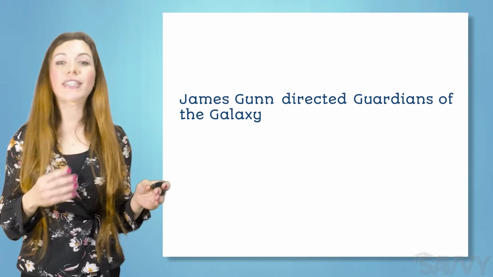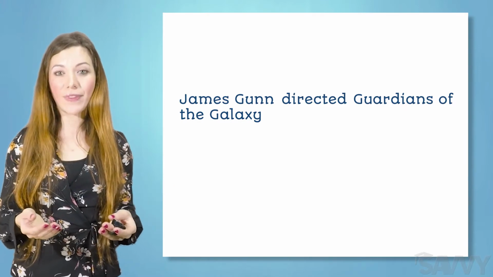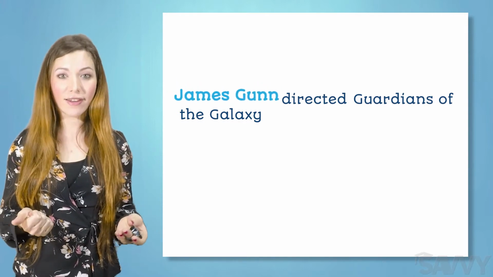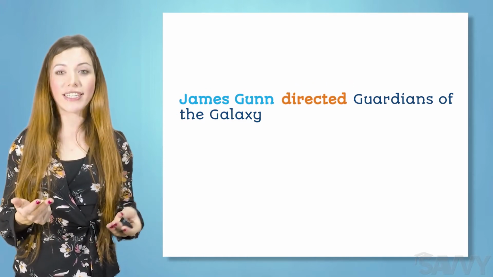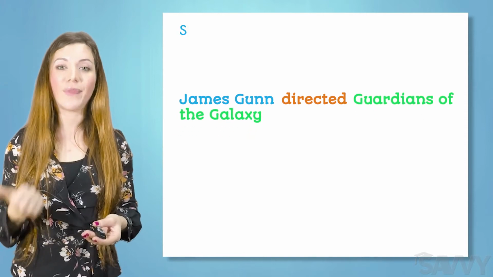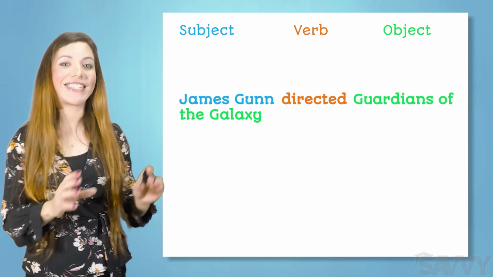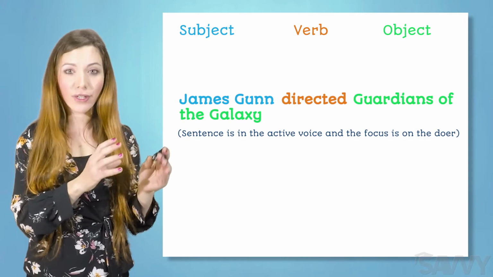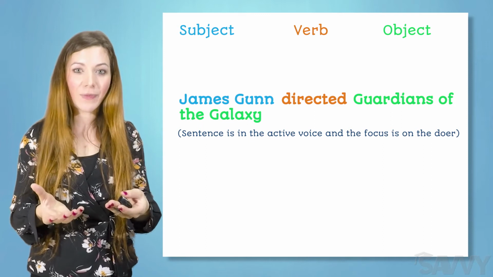Now let's have a look at this sentence. James Gunn directed Guardians of the Galaxy. Who's the subject of this sentence? James Gunn. The verb is directed and the object is Guardians of the Galaxy. SVO, subject, verb, object. Now that sentence is in the active voice, and the focus is on the doer, on who created or who invented or who is doing the action.